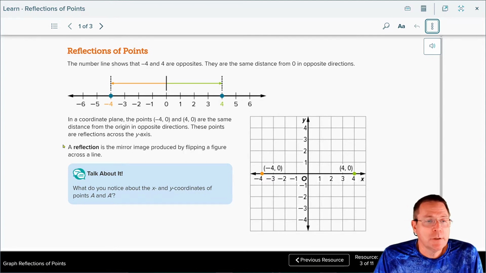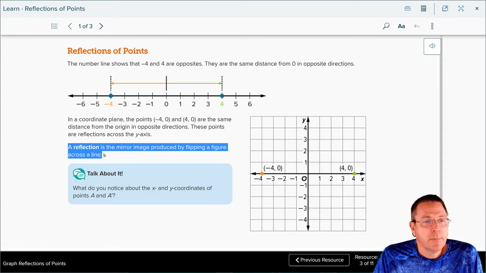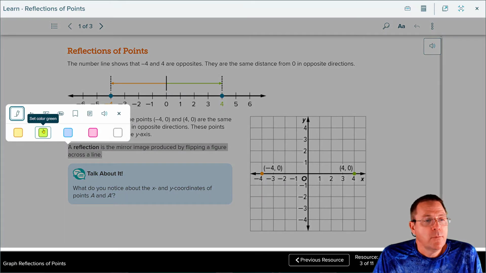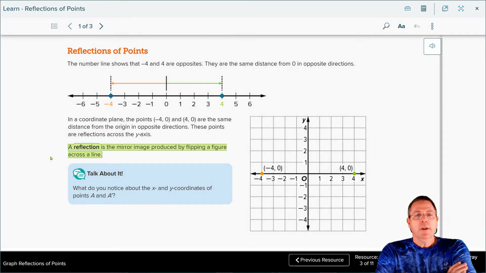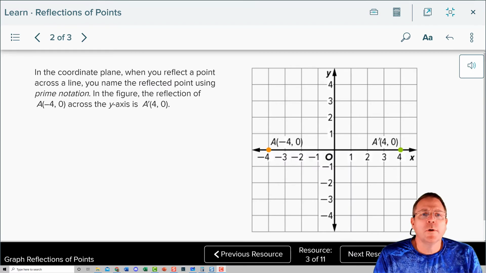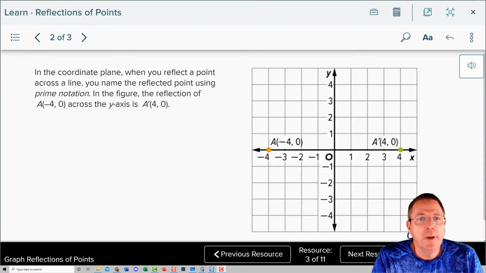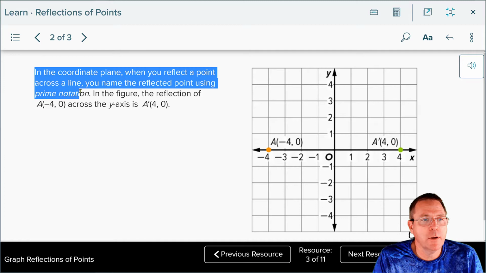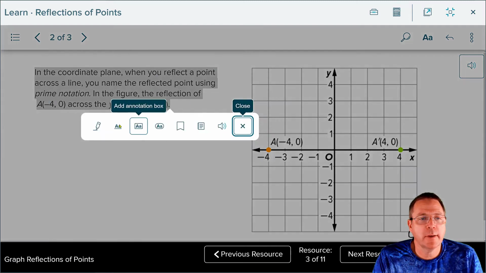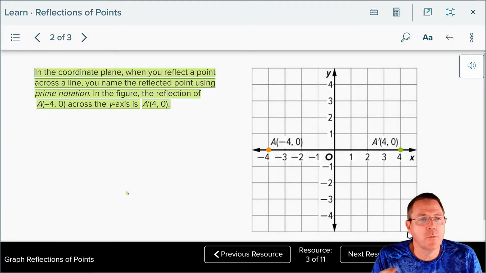A reflection, hey, that's a definition right there, better highlight that. A reflection is a mirror image produced by flipping a figure across a line. In the coordinate plane, when you reflect a point across a line, you name the reflected point using a prime notation. This is kind of important, so we're going to highlight all that because that's some really important mathematical language.